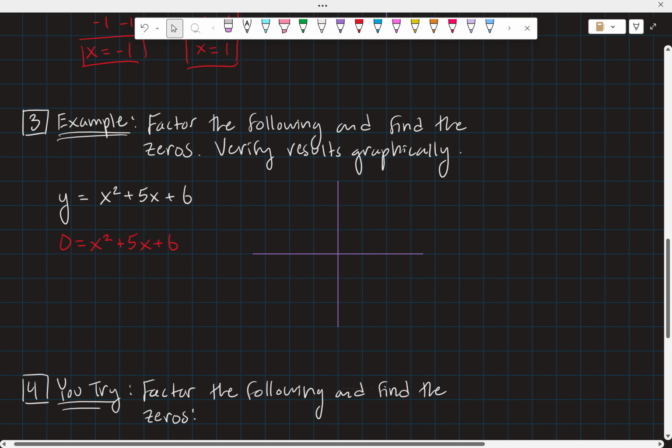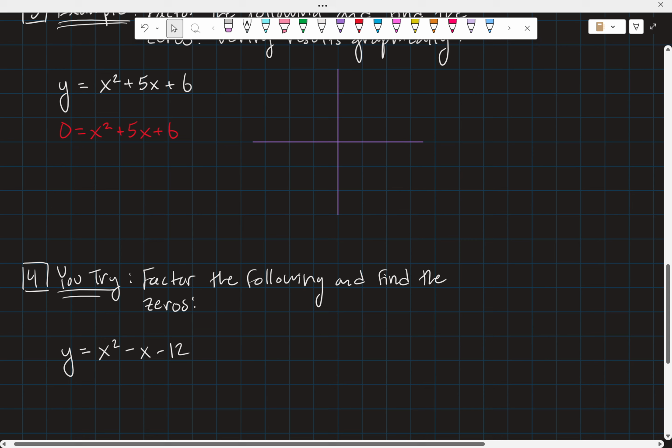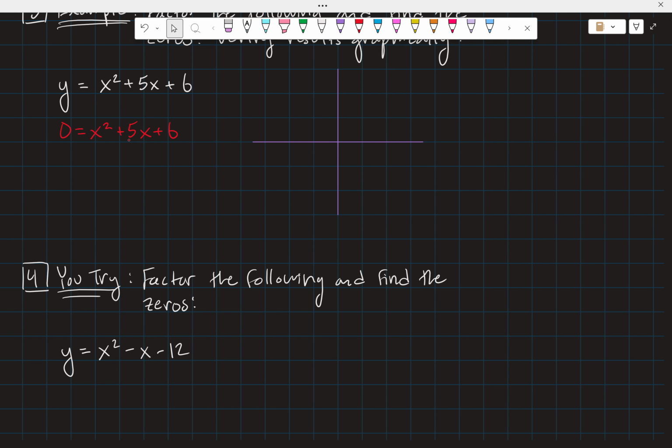And as a real quick review, how are we going to factor this equation out? Right, we're going to need two numbers that add up to 5 and also multiply to equal 6. And I think we can all agree that 2 and 3 are going to be the right numbers for that, right? 2 plus 3 is equal to 5. 2 times 3 is equal to 6.